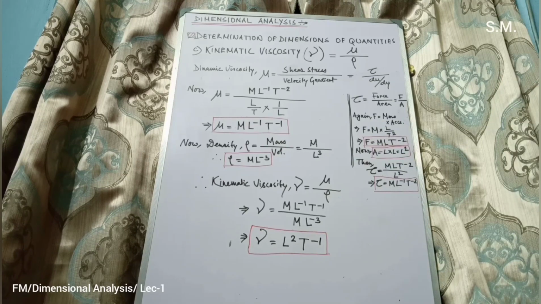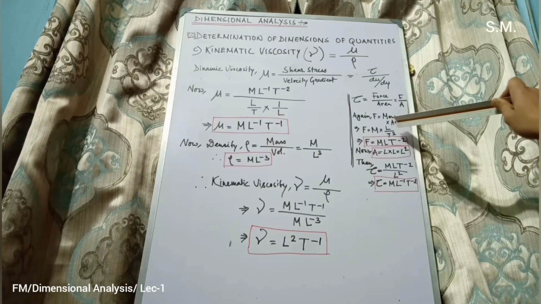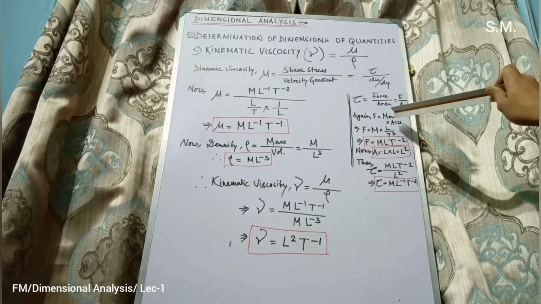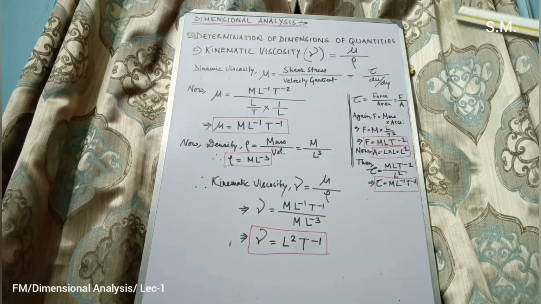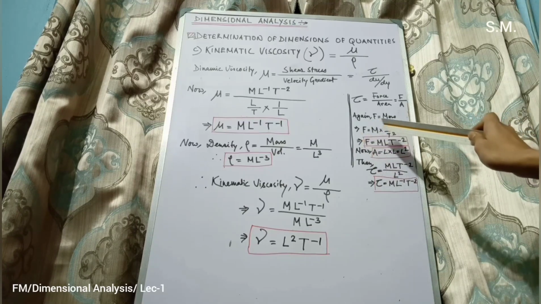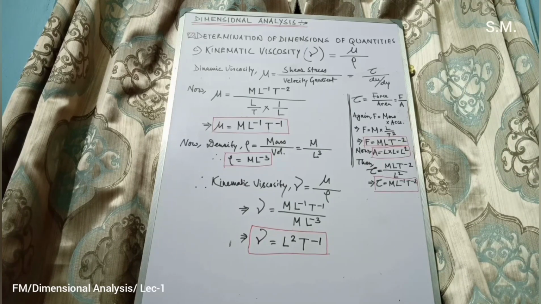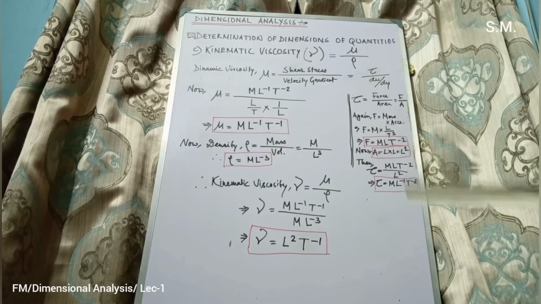And what is acceleration? Distance by time square. Distance is nothing but length L, and time square is also a fundamental dimension, so this is T square. So acceleration is L by T square. Then force equals M L T inverse 2. This is the dimension of force.